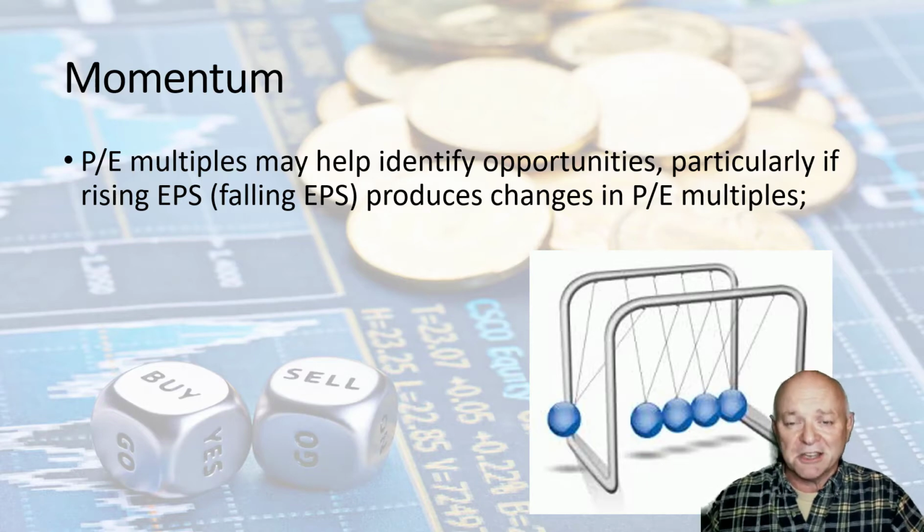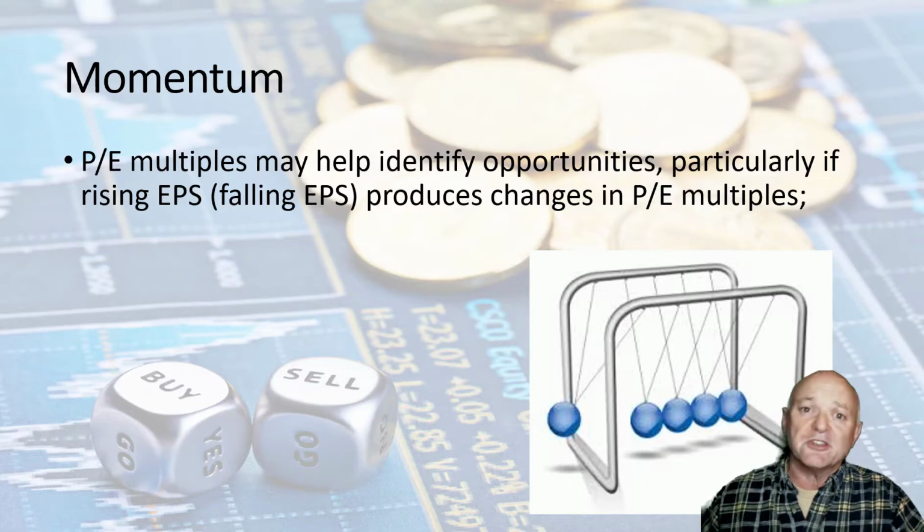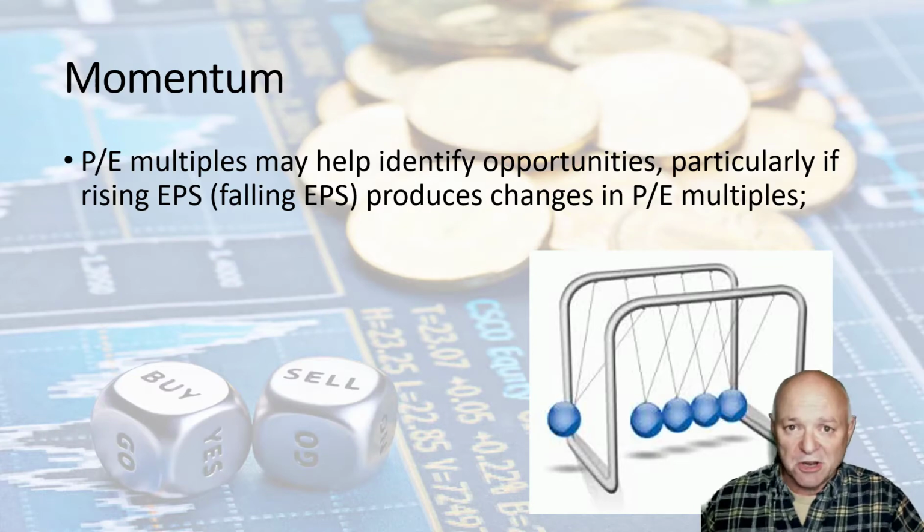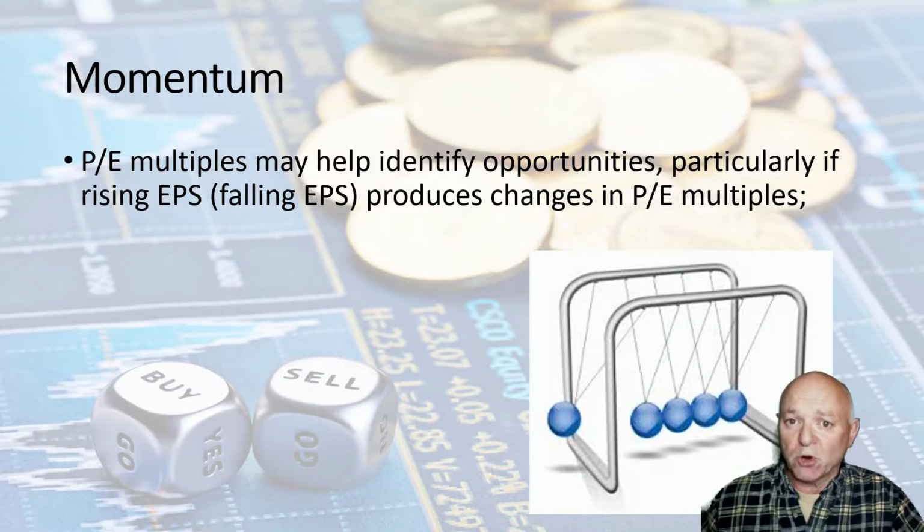In other words, once a stock is moving in a particular direction, the chances are better than average that that stock will continue to move in that direction. A fast growing stock will continue to be a faster growing stock, or a stock that sees its earnings growing more slowly will more likely see its earnings continue to grow more slowly. And that's what momentum is about.